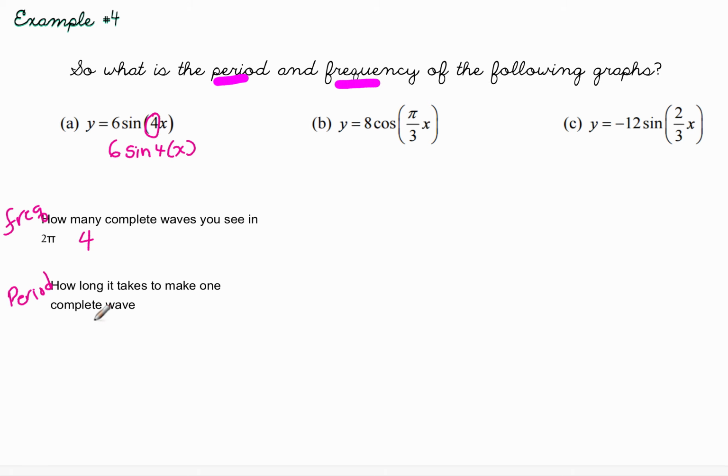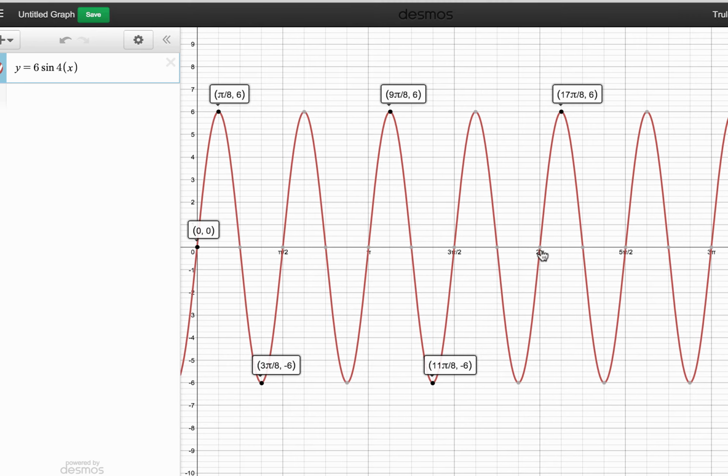Well, how long does it take to make one complete wave? Well, if in 2 pi there are 4 waves, then it should take pi over 2 to make one complete wave. Let's go back to Desmos and look at that. All right, so there, right here, that's 2 pi. And let's see, there's 1 sine wave, 2 sine waves, 3 sine waves, 4 sine waves. Okay.